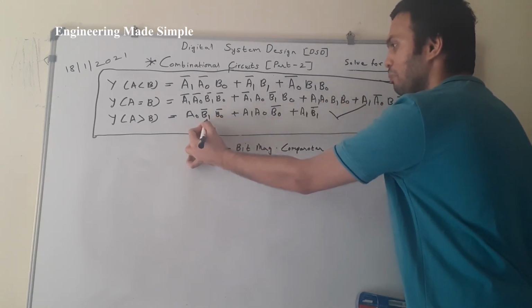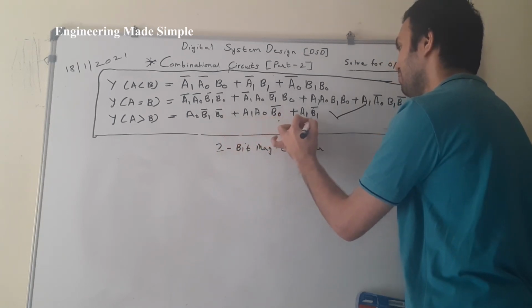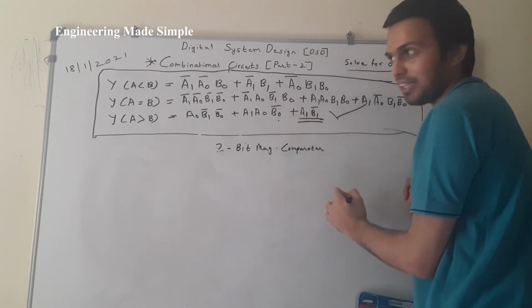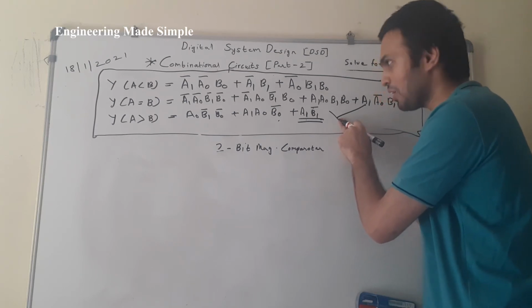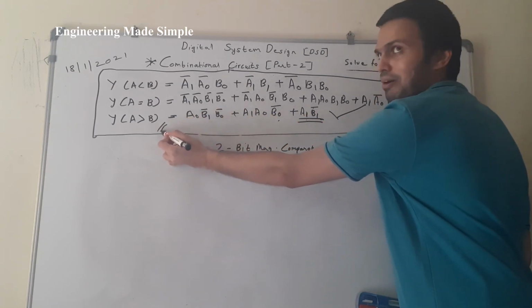A0 B1 bar B0 bar plus A1 A0 B0 plus A1 B1 complement. So the last term I wrote wrong while simplifying the K-map. So please make that necessary correction and don't get confused. So these are the correct equations. This particular one, while solving the K-map, I made a mistake.